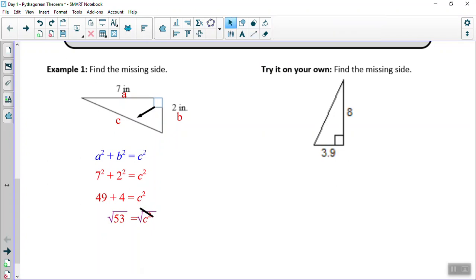So when I do find the square root of 53, I end up with a decimal. And that's going to be okay. We're just going to round it to 2 decimal places. So the square root of 53 gives us 7.28 inches.